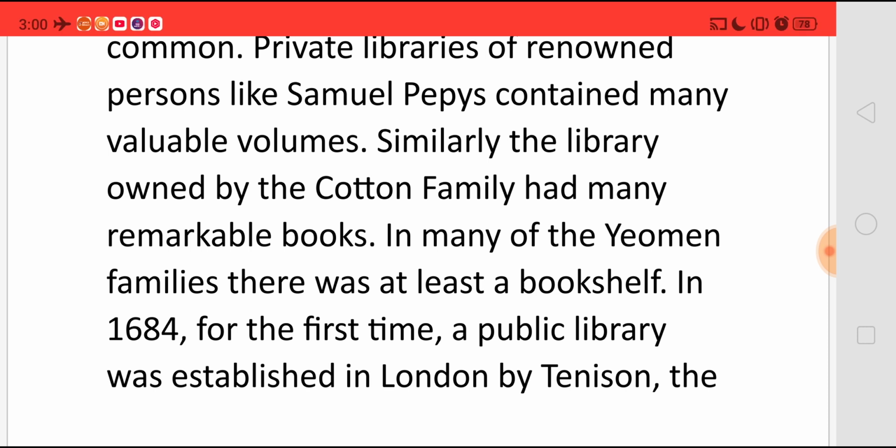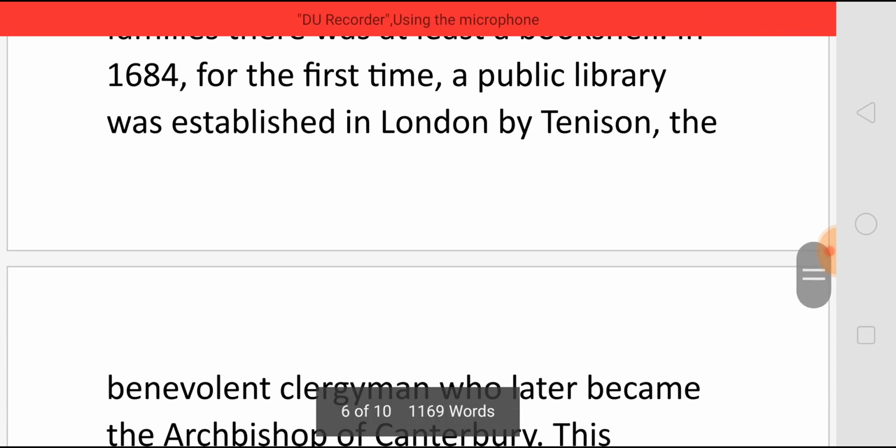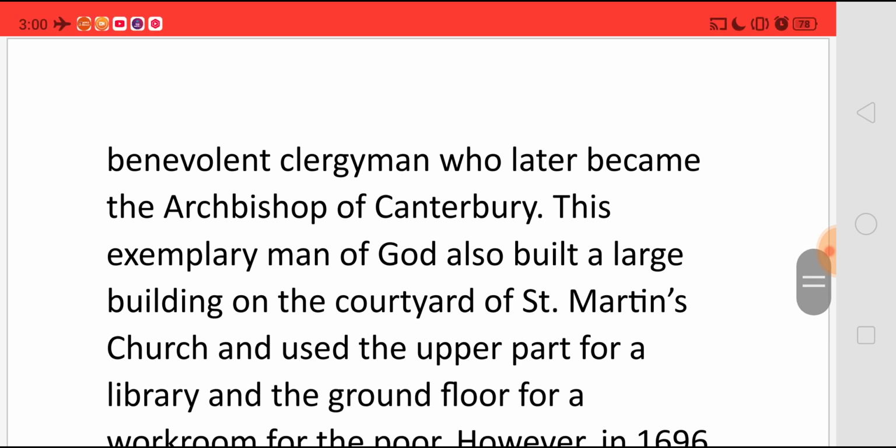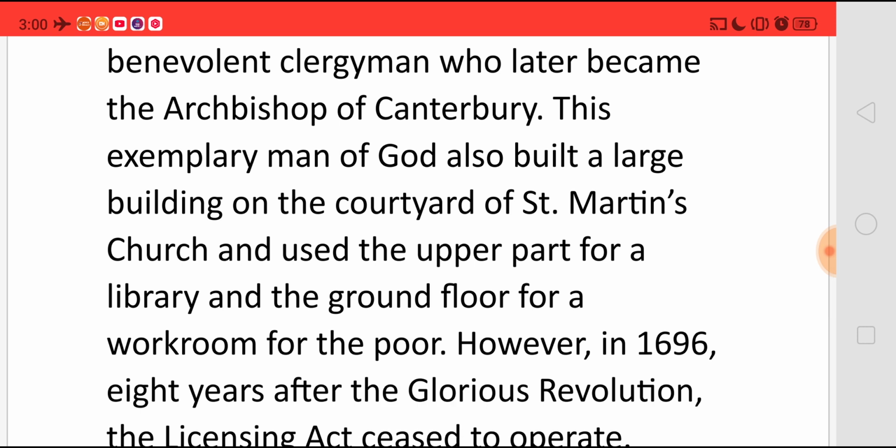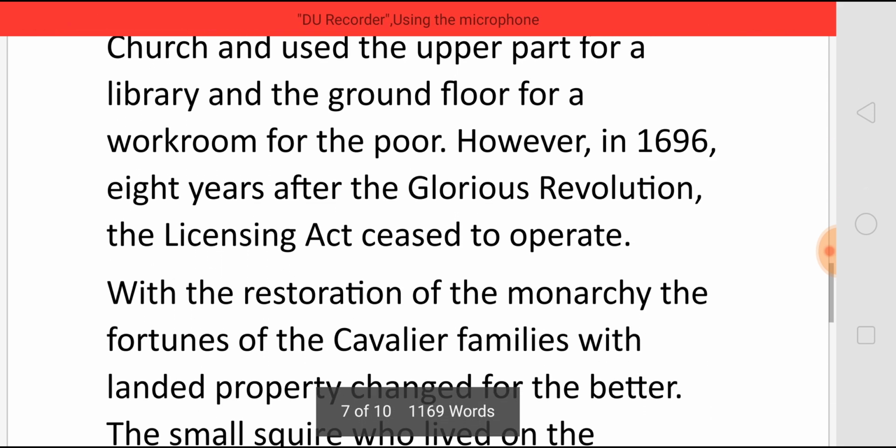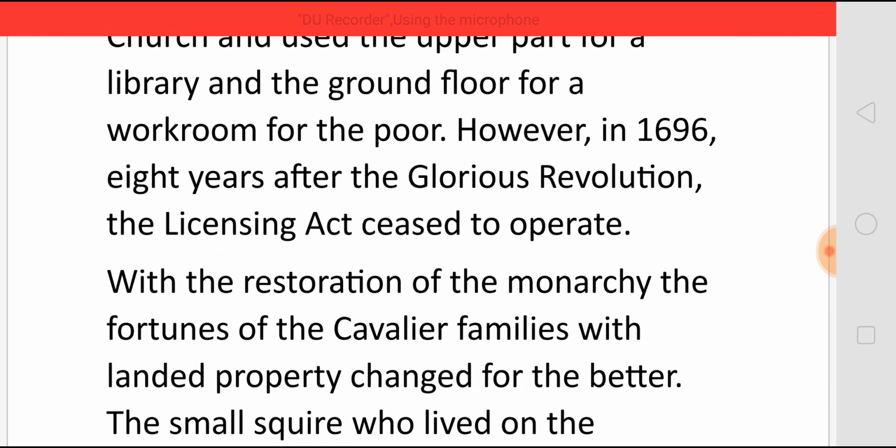And in 1684, for the first time, a public library was established in London by Tennyson, a clergyman who later became the Archbishop of Canterbury. He also built a building in the courtyard of St. Martin's Church, where the upper part was a library and the ground floor was a workroom for the poor people. And in 1696, that is 8 years after the Glorious Revolution, the Licensing Act stopped. It did not operate after that.